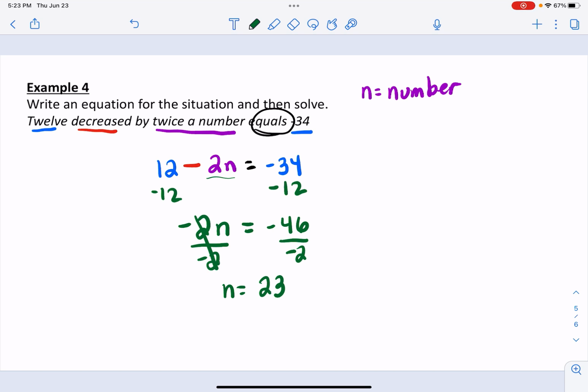Okay, and that is my video on solving two-step equations.